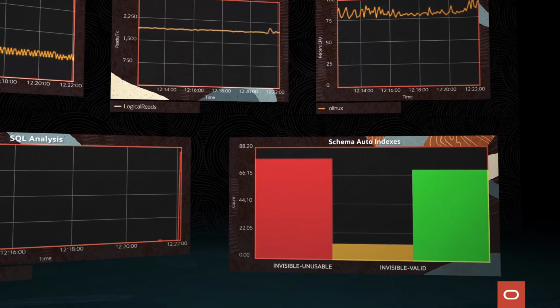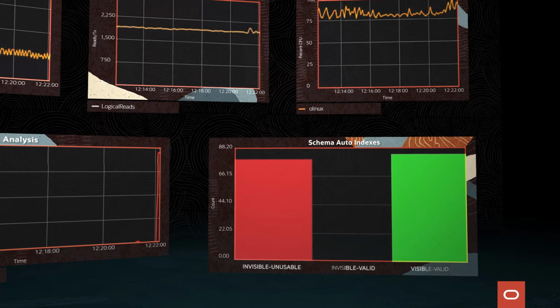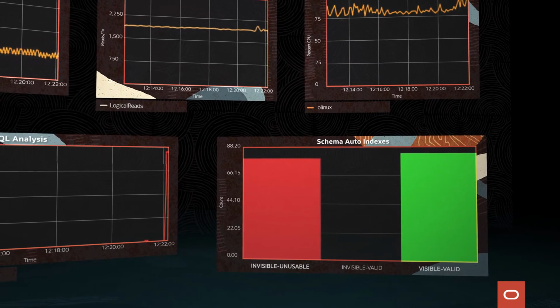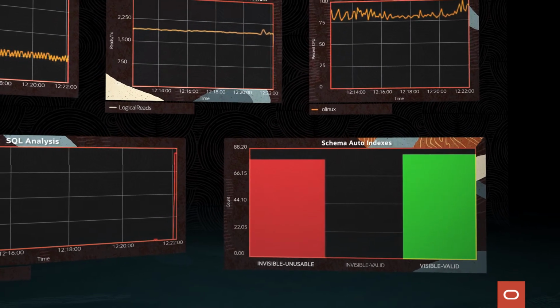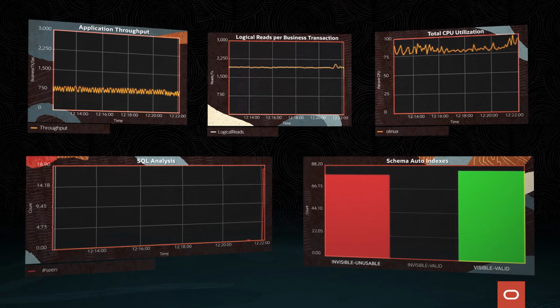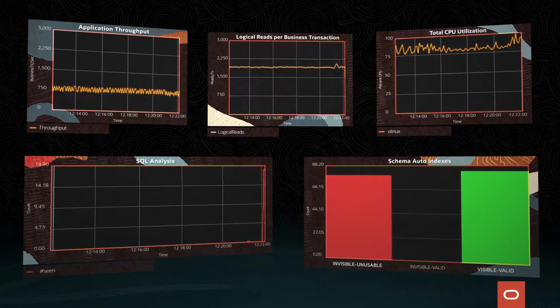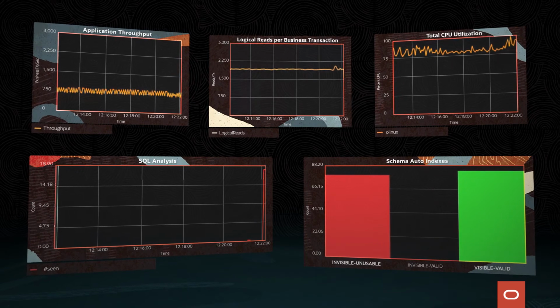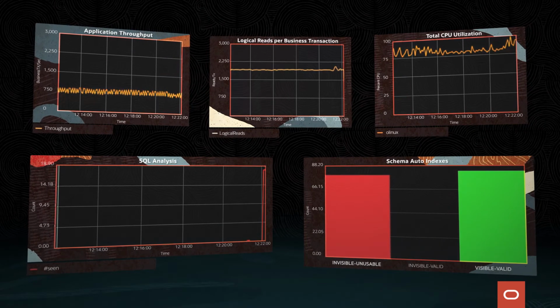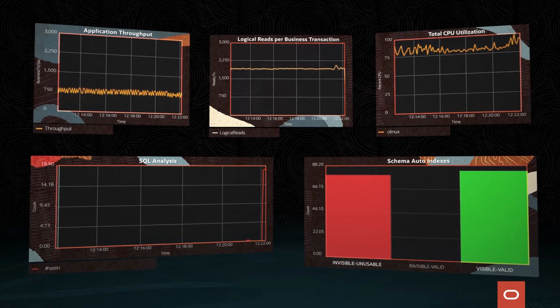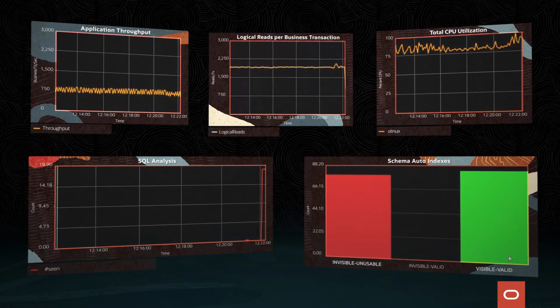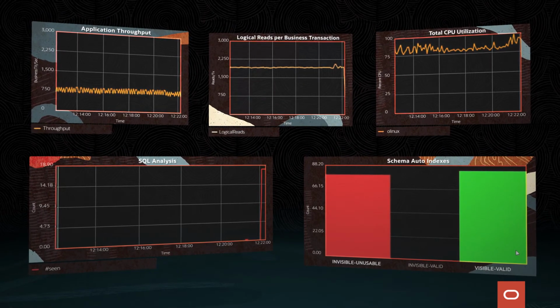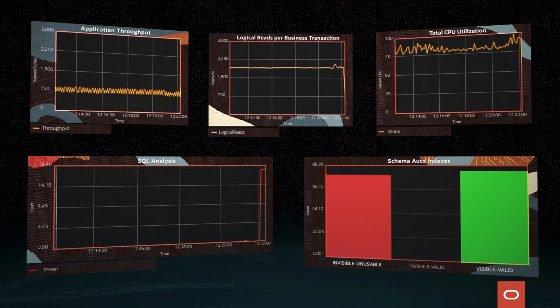And then the next phase happens very quickly. So we'll see this sudden transition now. What's happened is it's test executed some queries from the application workload. It's seen that these invisible and invalid indexes can improve the performance of some SQL statements, and those indexes that have resulted in improvement are now built visible valid.